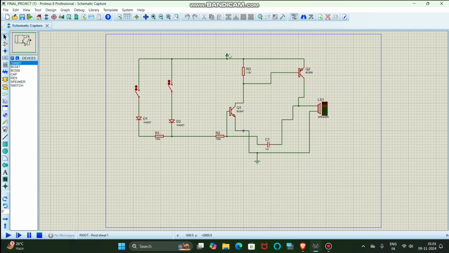Okay, so now we'll talk about how this burglar alarm circuit works in detail. The burglar alarm circuit operates with a combination of diodes D1 and D2, two resistors of 100 kilo ohms, one resistor of 1.2 kilo ohms, two transistors Q1 and Q2, one capacitor, and one speaker LS1. Let's walk through how the circuit functions in sequence.